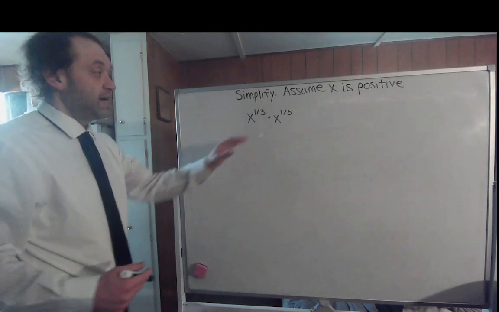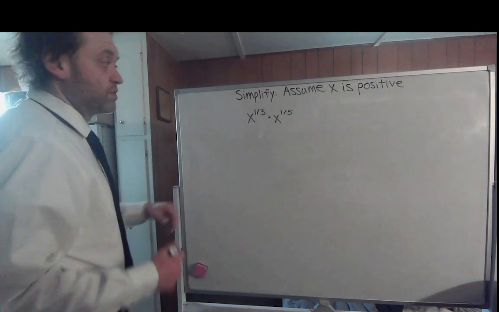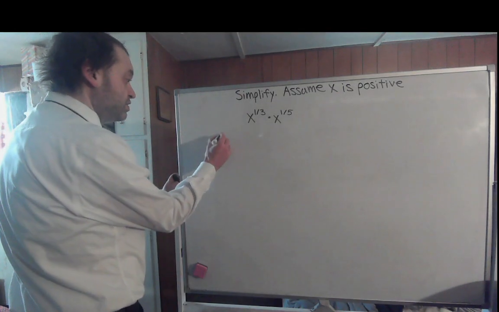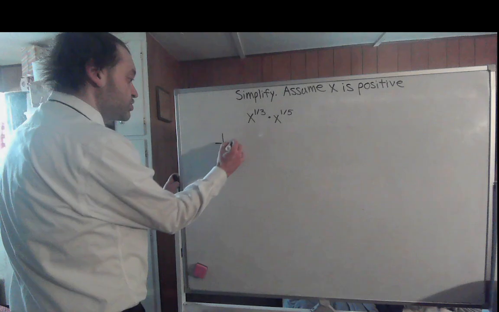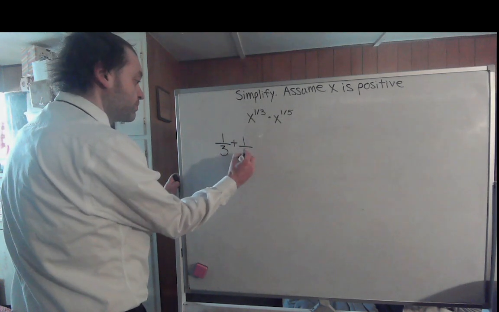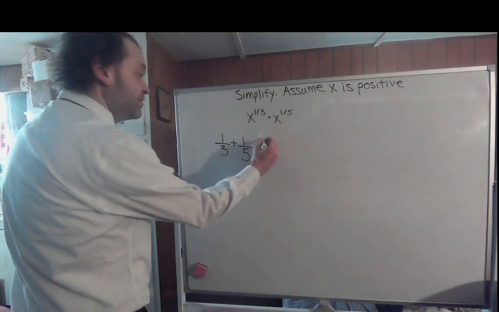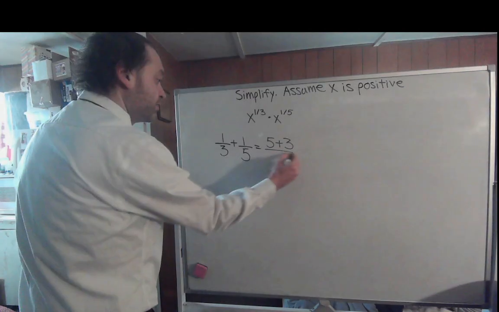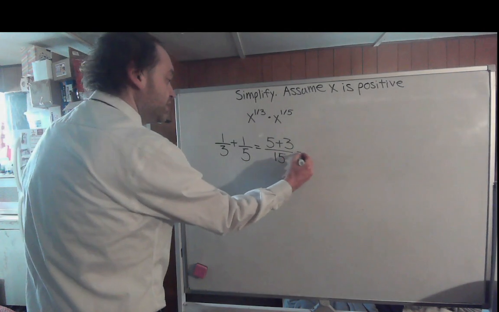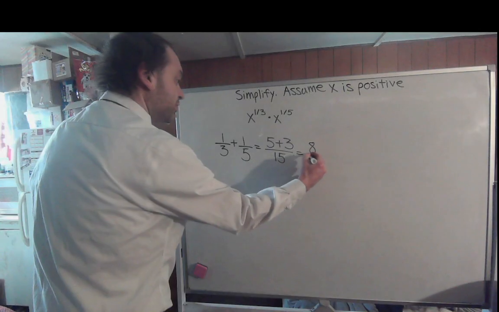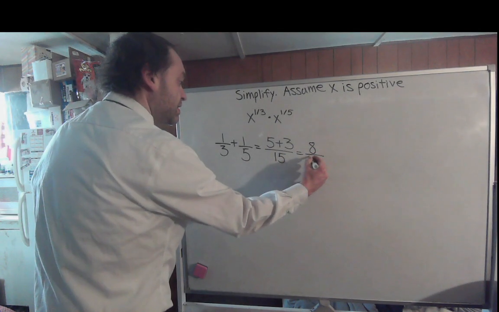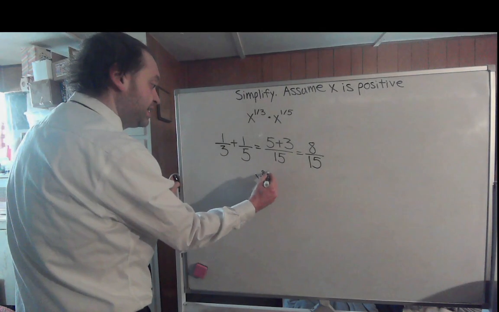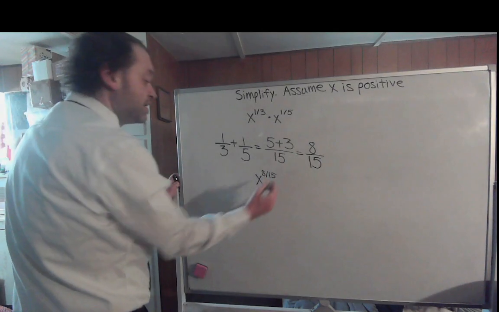But here you have x to the 1/3 times x to the 1/5. Well, you're just going to add the exponents, right? So just add your 1/3 plus your 1/5. Well, let's see, that would give you 5 plus 3 over 15, which would end up giving you 8 over 15. So this would literally turn into x to the 8/15ths is what you would get.